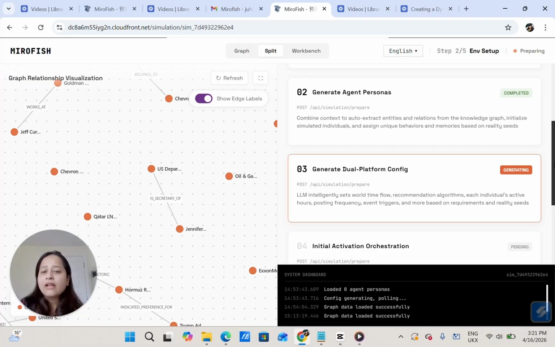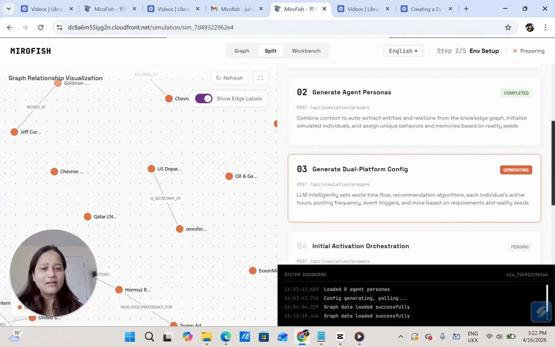And this is running against our prediction questions the whole time. Every agent's behavior is contributing to the answer. At the end of it, we are going to get a concrete prediction report. We'll show you the report in a while. I have to skip this part because it is taking some time.